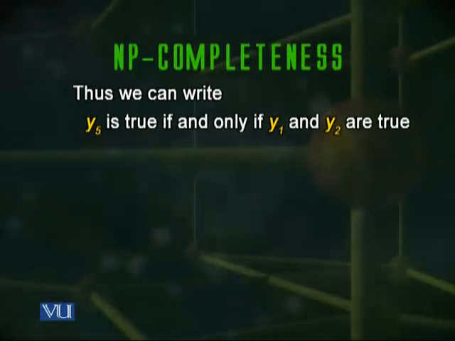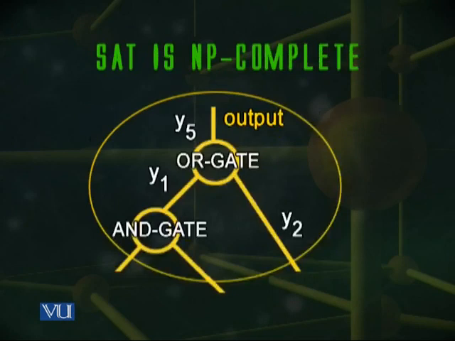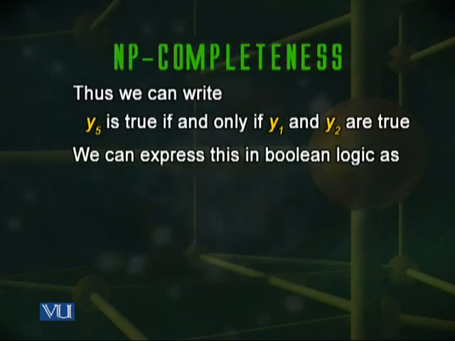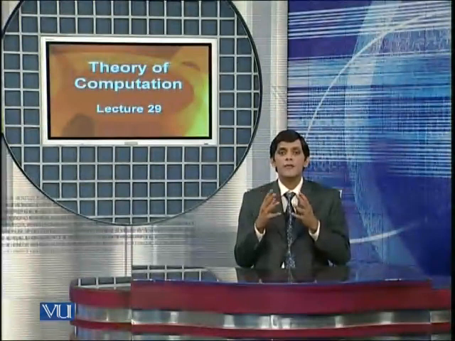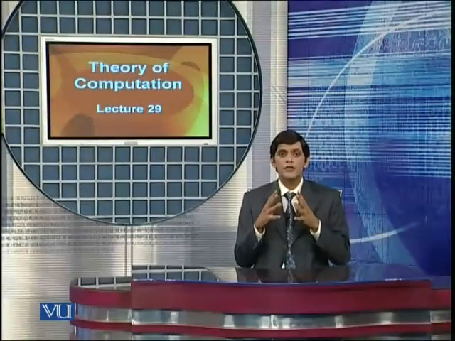Thus, we can write that y5 is true if and only if y1 or y2 is true. This is the relationship between y5 and y1 and y2. y5 is going to be true if and only if either y1 is true or y2 is true. We can express this in Boolean logic as y5 is equal to y1 or y2. Now, let me tell you how to write down this formula in another way, which is going to be very useful for us.